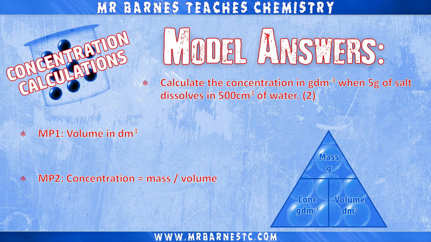So this question is asking you to calculate the concentration in grams per decimeter cubed. The first mark is for converting the volume into decimeter cubed. So to do this, we divide 500 centimeters cubed by 1000, giving us a volume of 0.5 decimeter cubed for 1 mark. The second mark is for the concentration calculation, which is mass divided by volume, so 5 divided by 0.5, giving me 10 grams per decimeter cubed for our second mark.